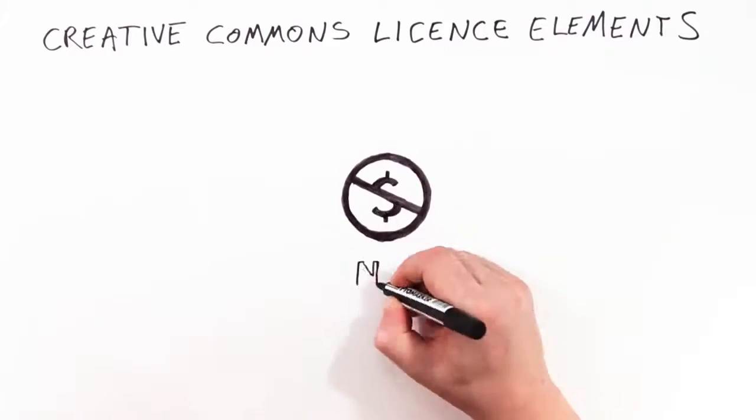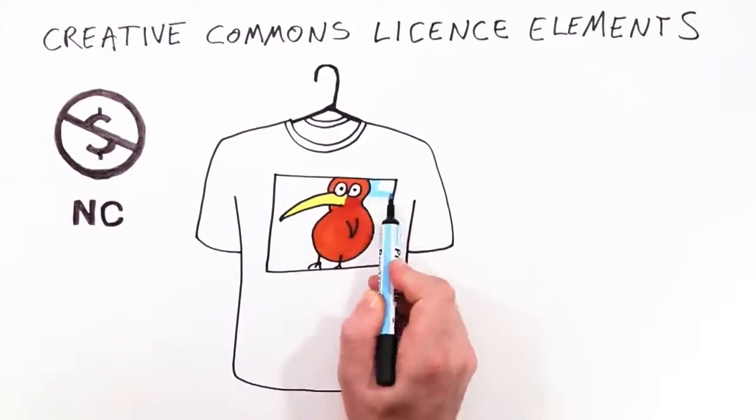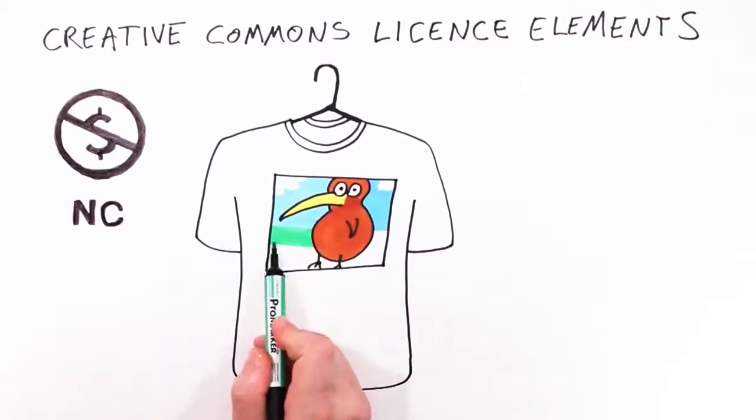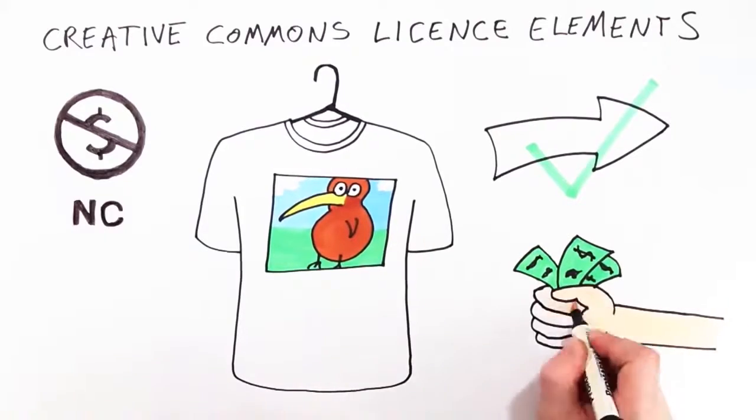This is non-commercial. It means no one else but Kiri is permitted to make money from CC Kiwi. Tim wants to print the photo onto t-shirts and distribute them to friends. He can do this, but he must not sell them.